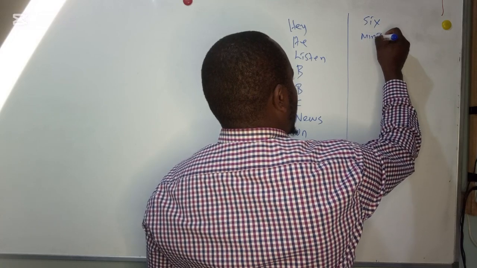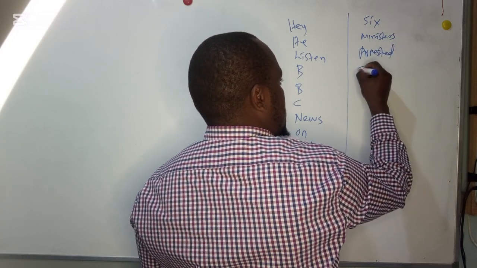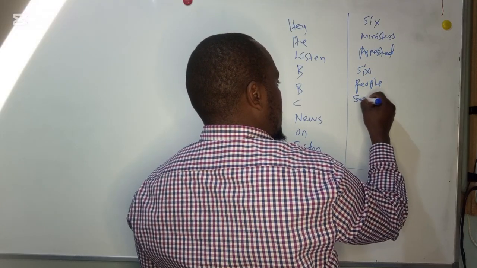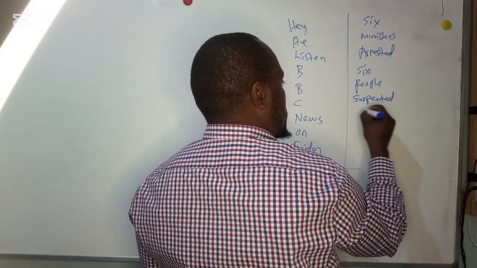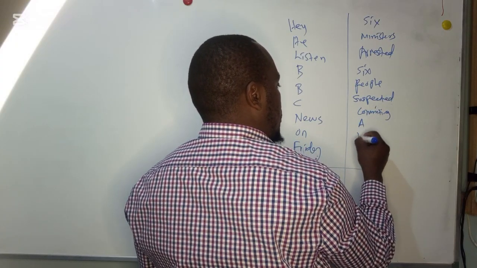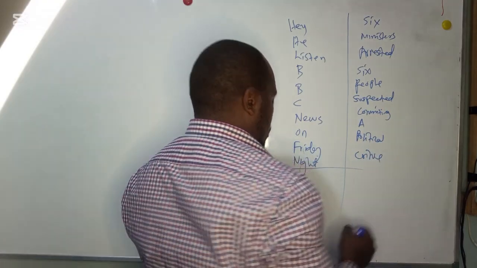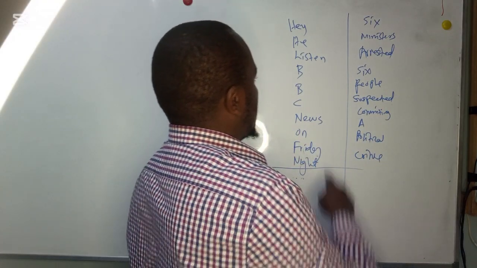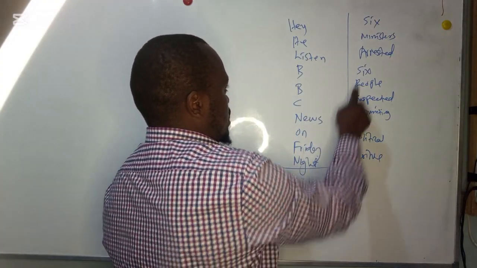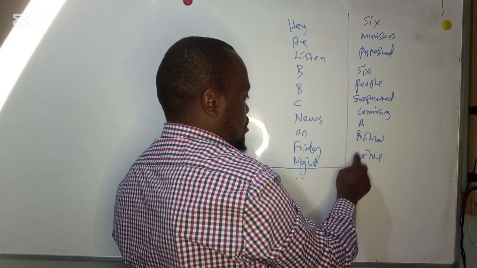ministers arrested 6 people suspected committing a political crime. So if you count this, they should be 20. 1, 2, 3, 4, 5, 6, 7, 8, 9, 10, 11, 12, 13, 14, 15, 16, 17, 18, 19, 20.